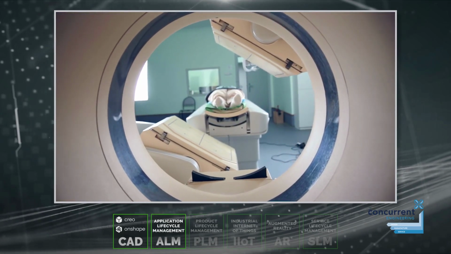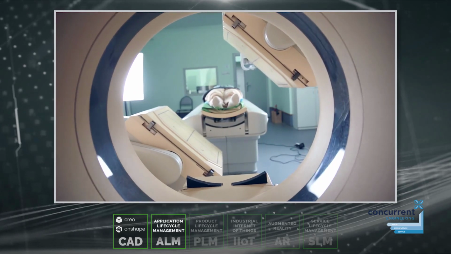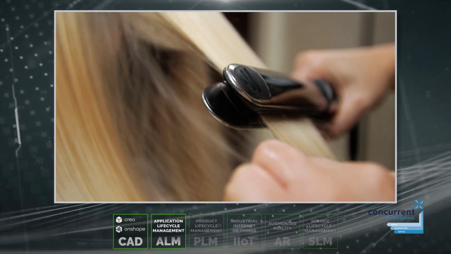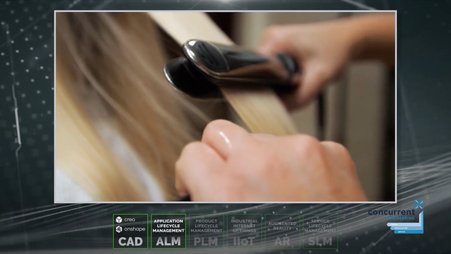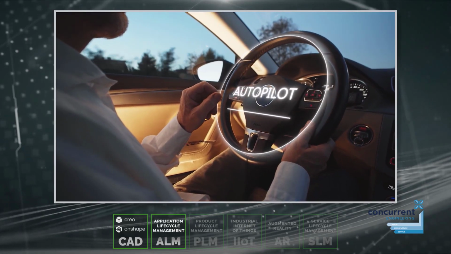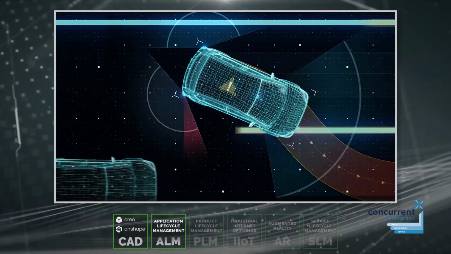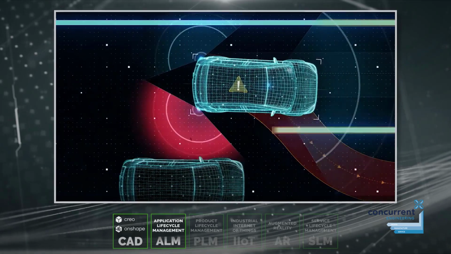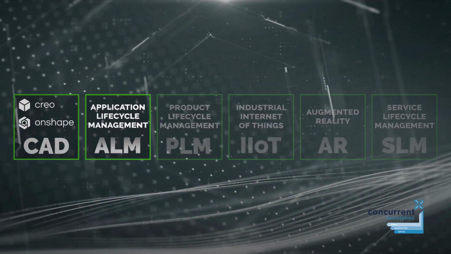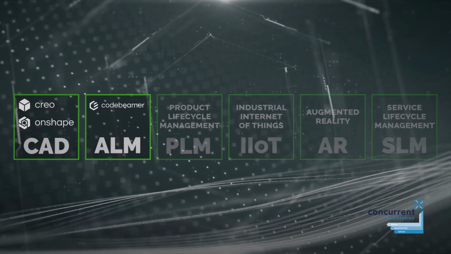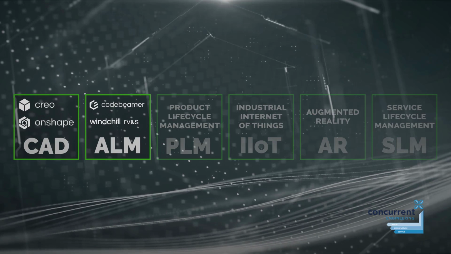Quality ALM is increasingly vital for a variety of smart products with complex digital systems, from hair straighteners with algorithms that detect hair type to autonomous cars, where compliance for steering and braking is critical to safety long after they've left the factory floor. PTC's brands for ALM are Codebeamer and Windchill RV&S.